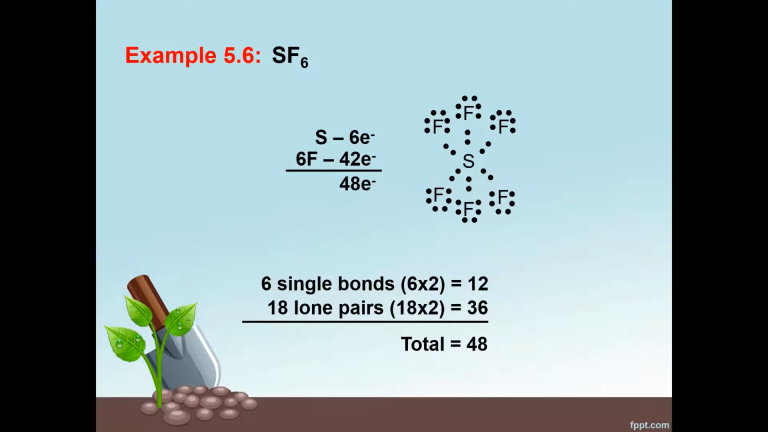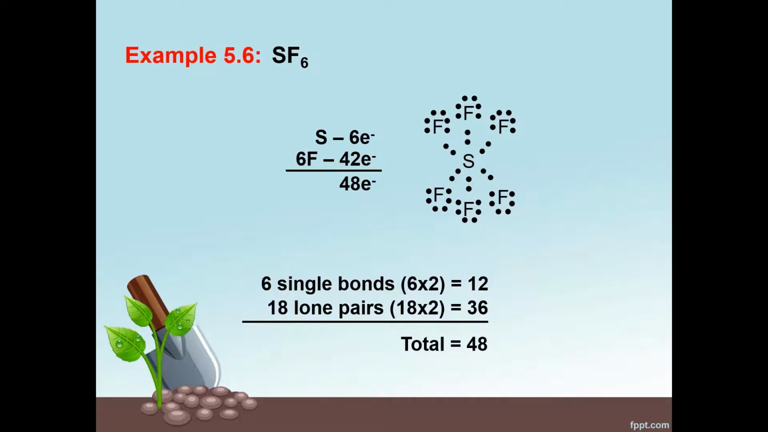Sulfur as an atom has 6 valence electrons. Fluorine as an atom has 7 valence electrons, times 6 is 42. Combined together, the total is 48 electrons. So you can see around sulfur there are 6 electrons, which is going to form 6 bonding pairs with 1 electron from each fluorine. We are going to have 6 bonding pairs.